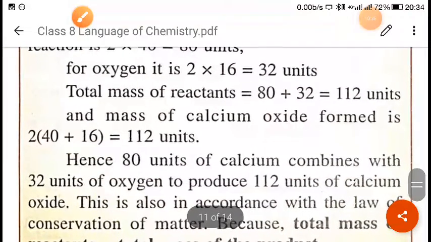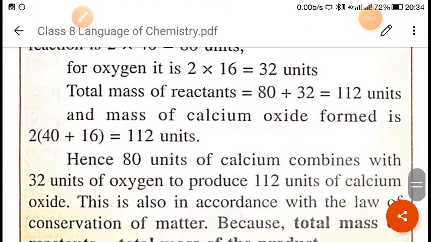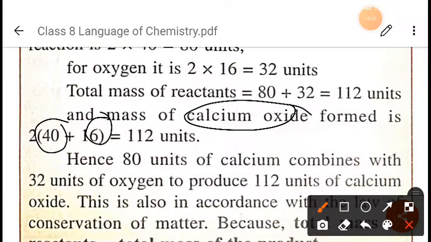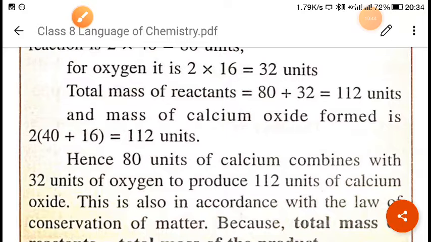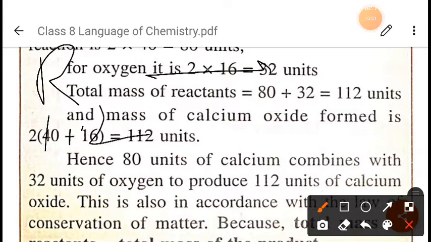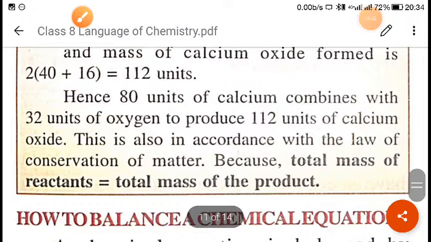Now again, if you see the mass of the calcium oxide, it will be formed by 2 into 40 plus 2 into 16, as I have already told you, it will be 112. So you can see the reactant side is coming 112, and the product side is also coming 112, right? So hence what we can say, 80 units of calcium combined with 32 units of oxygen to produce 112 units of calcium oxide, right?